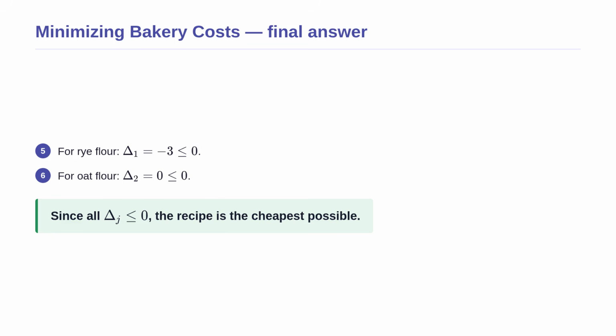Continuing with the baker's recipe, we test the given values against our rule. The net evaluation for rye flour is -3. This means introducing rye flour would actually increase our costs by $3, which is bad for a minimization goal. The net evaluation for oat flour is exactly 0, meaning it would not change the total cost at all. Since -3 is less than 0 and 0 is equal to 0, the condition is fully met. The baker has found the optimal, cheapest possible recipe and can confidently stop searching.